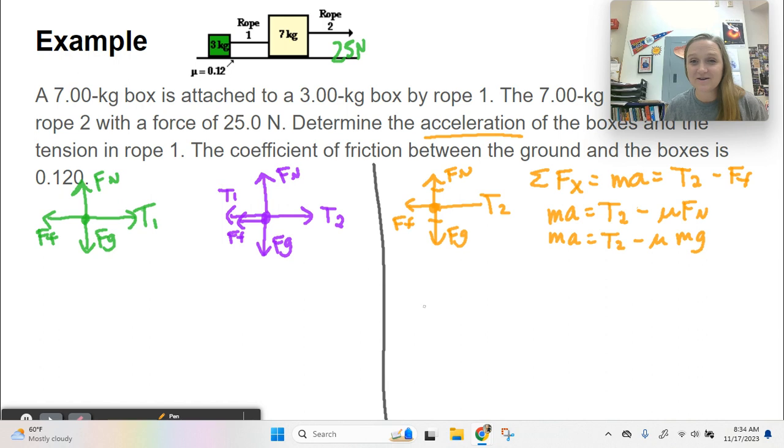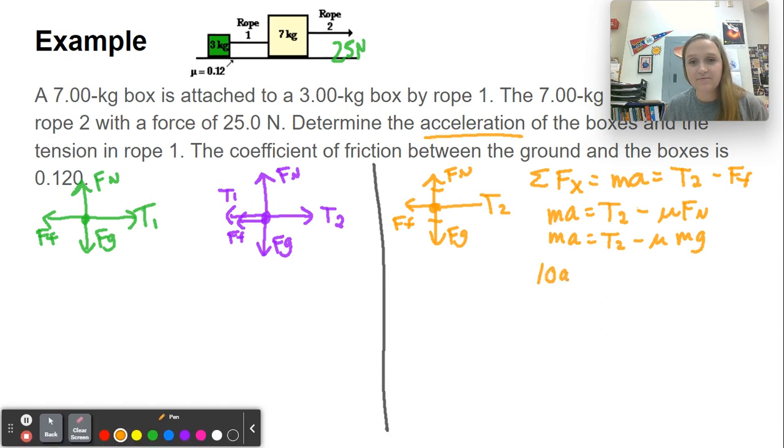If I want to solve for the acceleration of my system, the total mass is 10. Acceleration is what we're looking for. We're told the force of rope 2 is 25, minus our coefficient of friction of 0.12, times our mass of 10, times g, which is 9.8. So using method 2 and treating them as one object, I can just solve for that acceleration right away. And the acceleration of the objects is going to be the same because they're being pulled at the same rate.